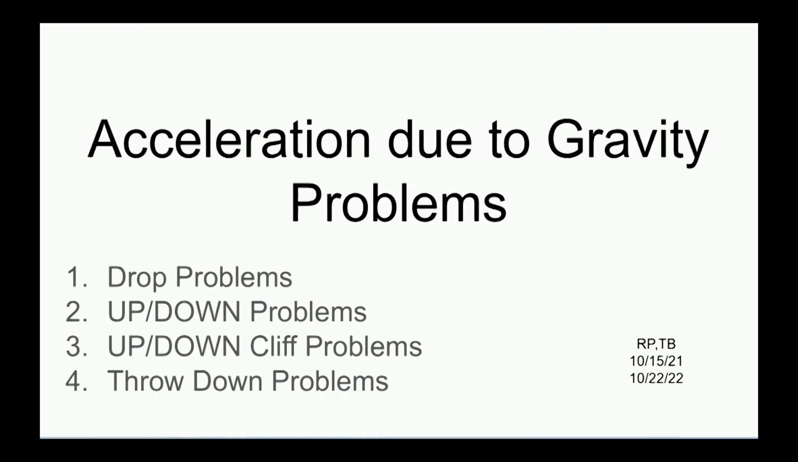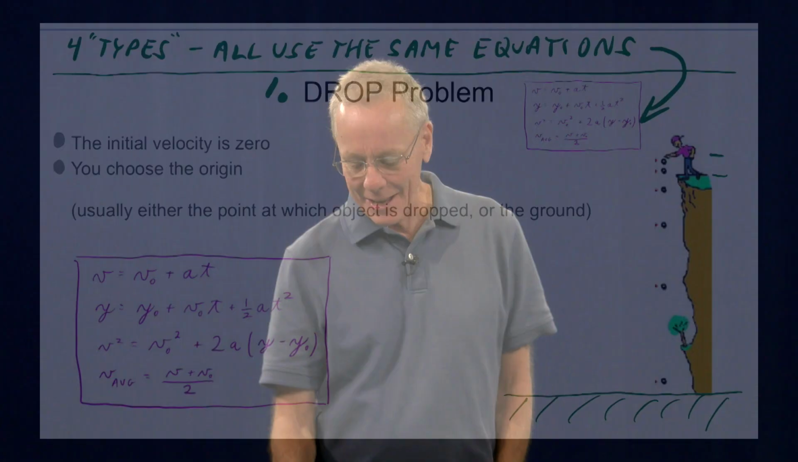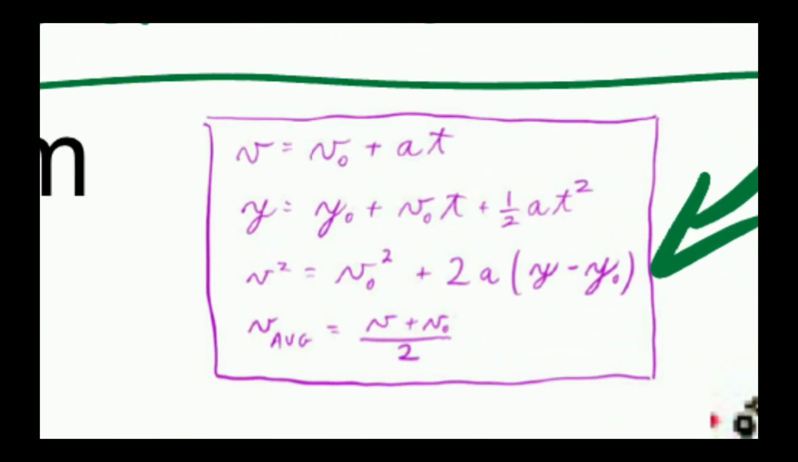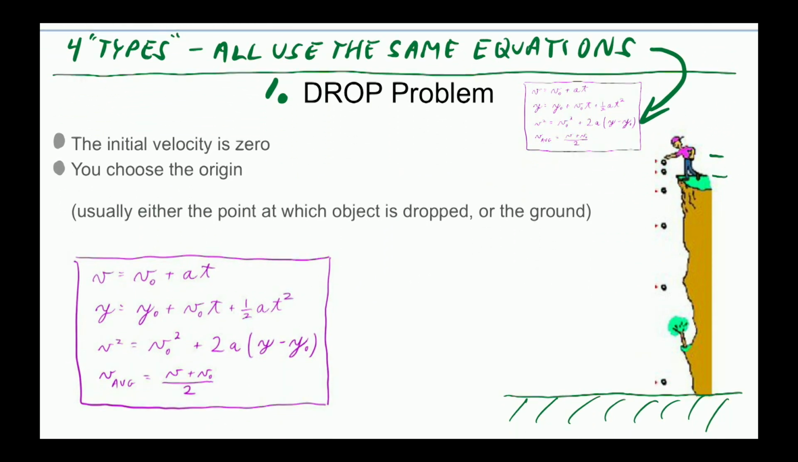We tend to teach this as four different kinds of problems, called drop problems, up and down, catch, and whatever else. But really, if you think about it, they're all the same kind of calculations. They all use these same four equations that we know and love and have seen quite a bit. So as I approach these, I'll talk about how the different problem category types correspond to the equations that we already know.